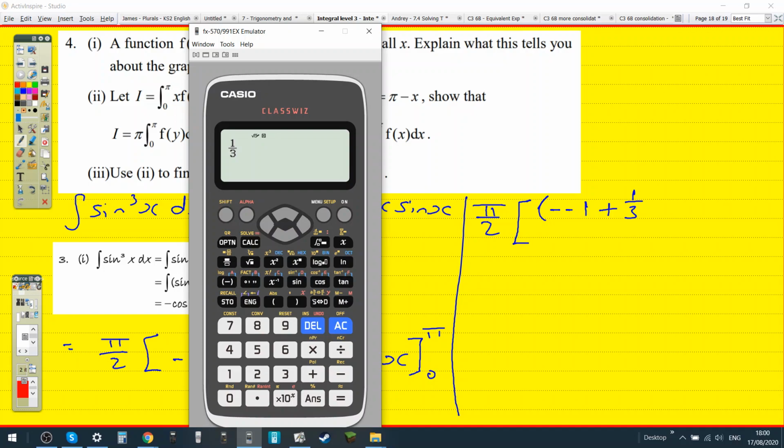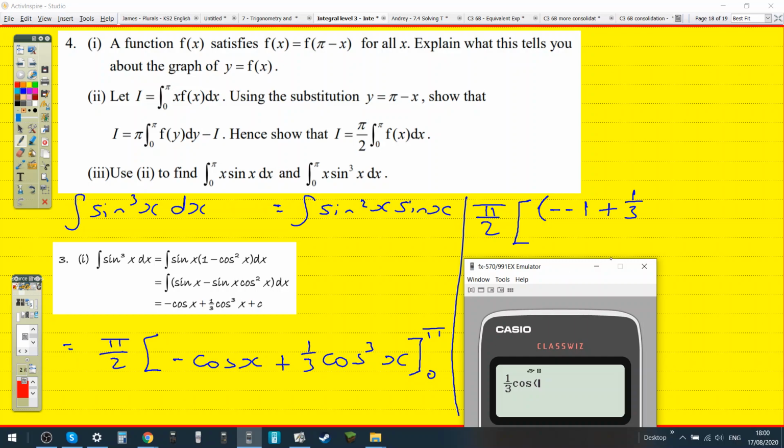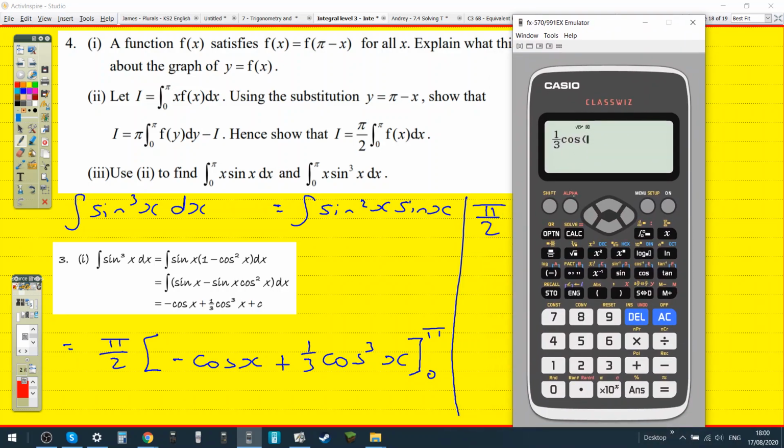It's not really an exact form answer. What are we subbing in here? Pi? What is cos of pi? Minus 1. And so it's just 1 plus 1/3 cos cubed pi, which is not an exact answer. We should be able to get an exact answer. Degrees. Sorry, degrees. Radians. Yeah, I thought it was. Oh, maybe I'm in radians.